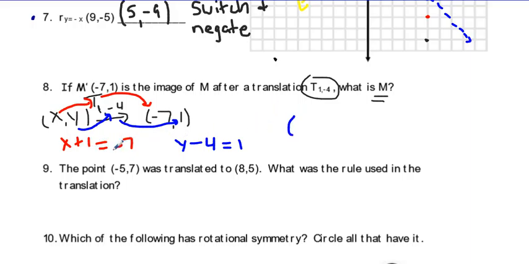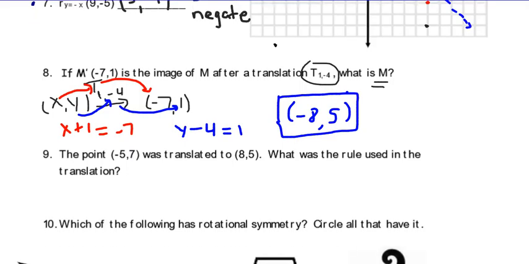If I subtract 1 from both sides, I end up with -8. And if I add 4 to both sides, I get 5. So my original ordered pair for M was -8, 5. And you can always check that by taking -8, 5 and going through the transformation to make sure you get -7, 1. Let's move on to number 9.